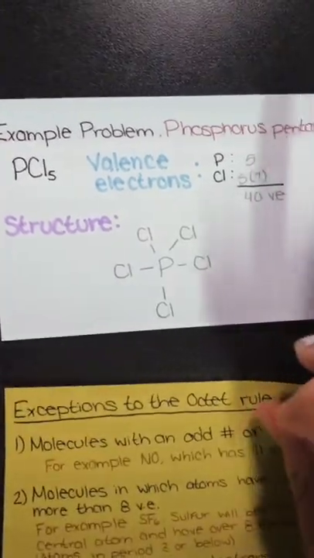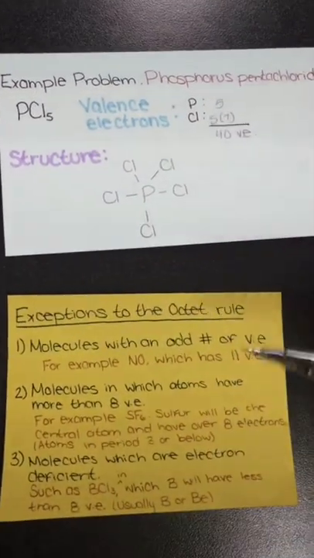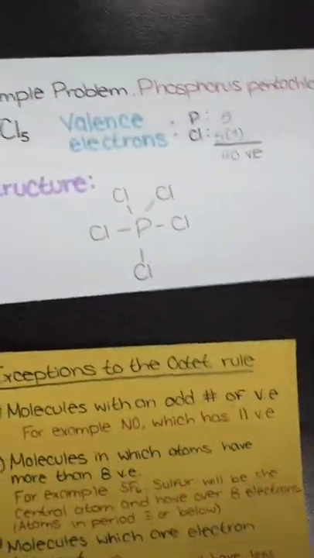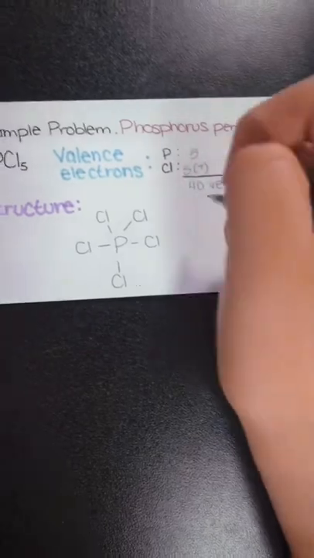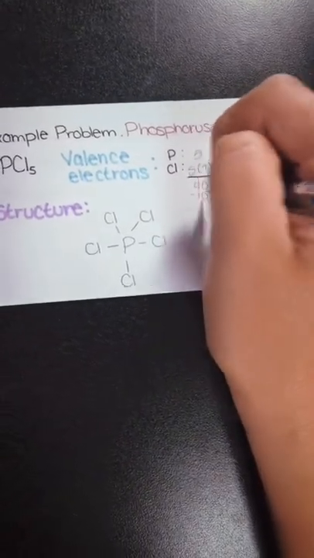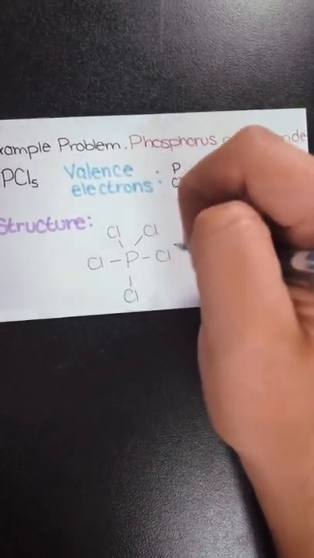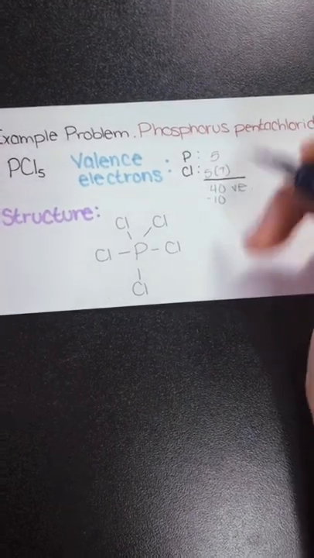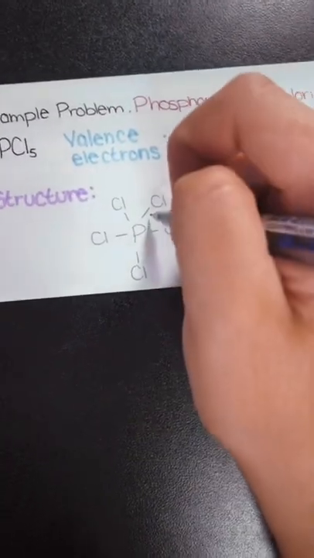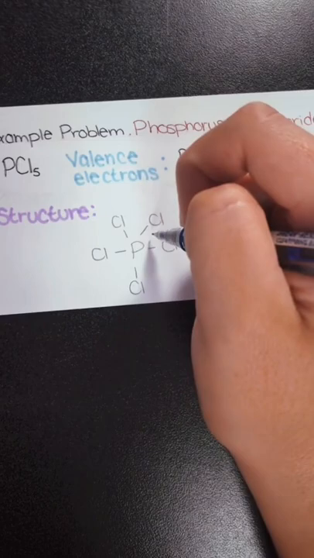But according to the exceptions of the octet rule, phosphorus is in period 3, therefore it is an exception to the octet rule. We will then subtract the number of electrons used to bond the atoms together from the total number. This number is 10 because each bond is 2 electrons and there are 5.